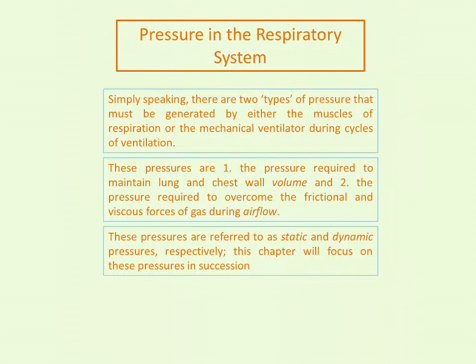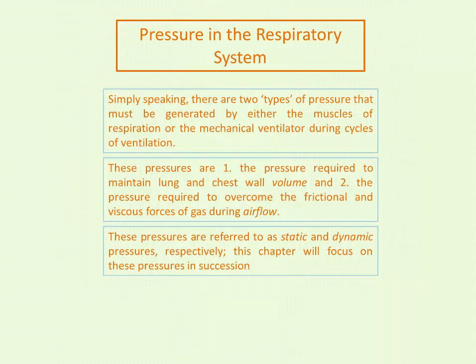As this chapter 1 moves on, I'm going to break this talk down into 5 parts. The first part will deal with the static aspects of the lung and chest wall. When I say lung and chest wall, I'll frequently refer to that as the respiratory system, used synonymously with the lung and chest wall together. The second portion will deal with the dynamic aspects of ventilation, that is, the pressure used to drive gas flow.